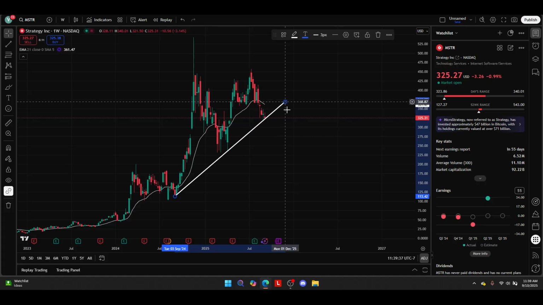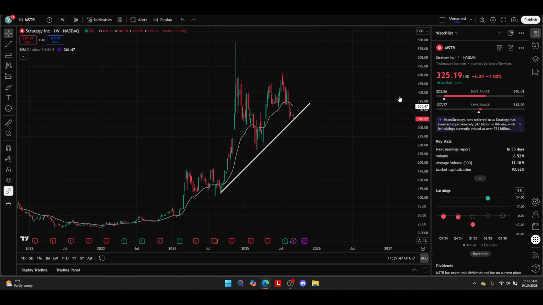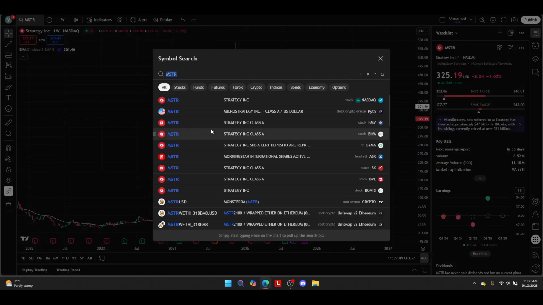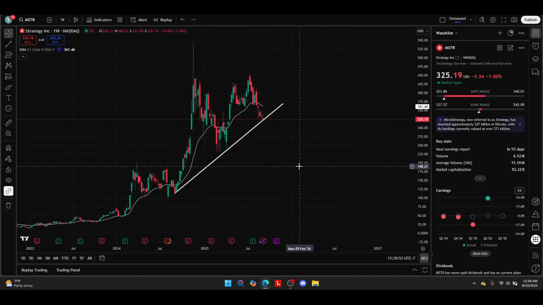If you draw it on the shallowest point, we're still above it, but typically you want to see rejection off of a level, not acceptance. So it looks like it's trying to work its way down still. So MSTR hanging in there, but probably not that much longer. So that's all I have for MSTR and Bitcoin.